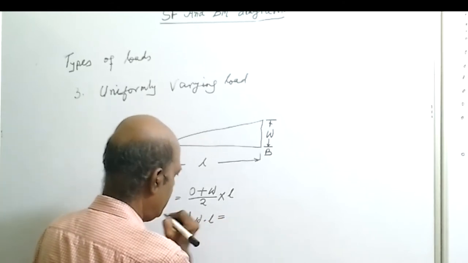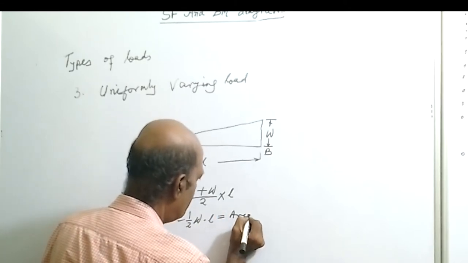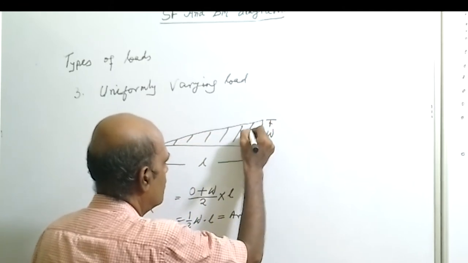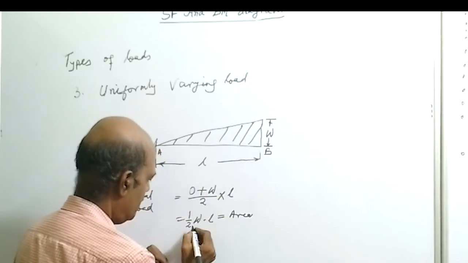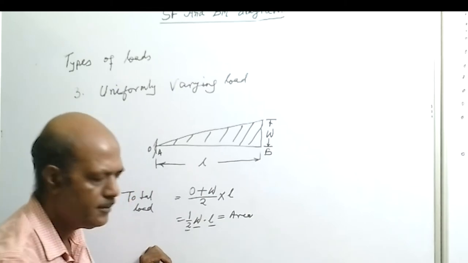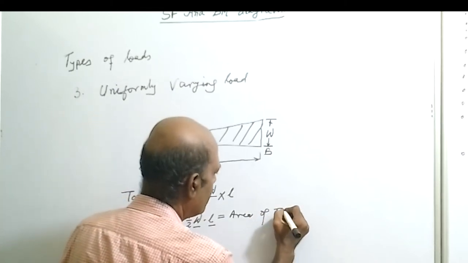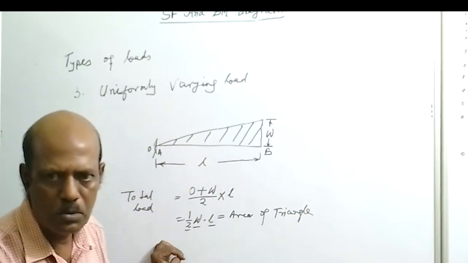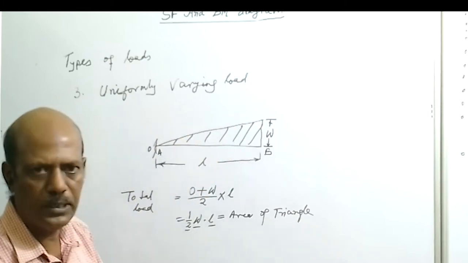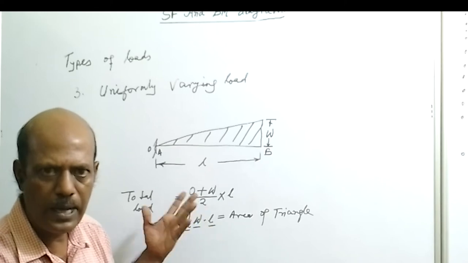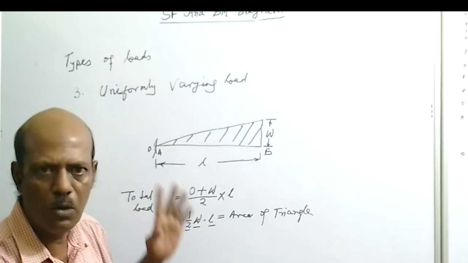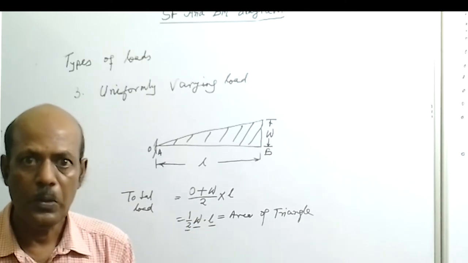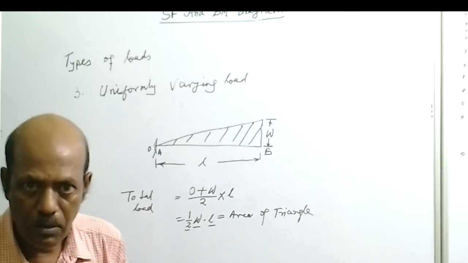Or this represents the area of this diagram, of this triangle. You can see half into base into height is the area of a triangle. So that's why this load is also known as triangular load. Uniformly varying load is also known as triangular load, and it is given by the area of this load diagram. Clear?